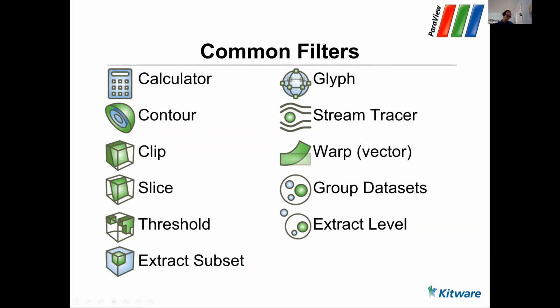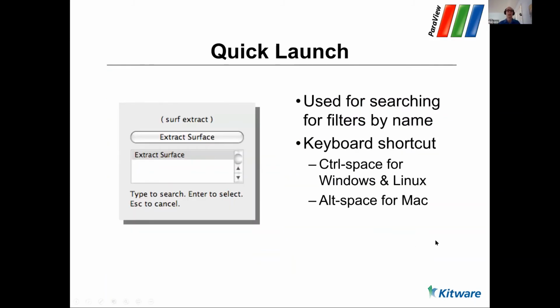Group data set allows you to group data sets to process several data sets as just one unit. And extract data set is used for AMR data sets, so for multi-resolution data sets. We allow you to manage the large number of filters by using this quick launch that allows you to type a few letters and select a subset of the filters that match those letters. So for instance, to find the surface extract filter, you can just type a few letters that will restrict the number of filters to only those that match those letters. This is Ctrl+Space on Windows or Linux, or Alt+Space on the Mac.